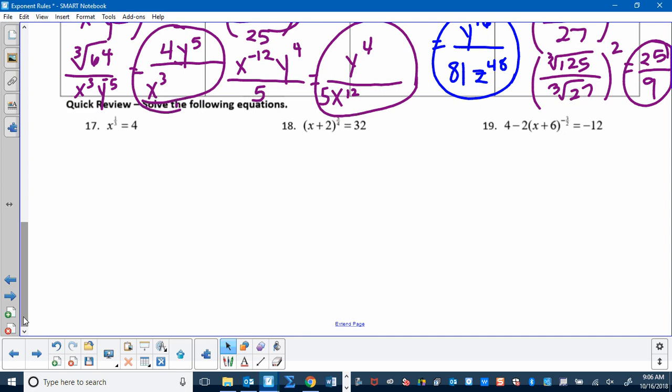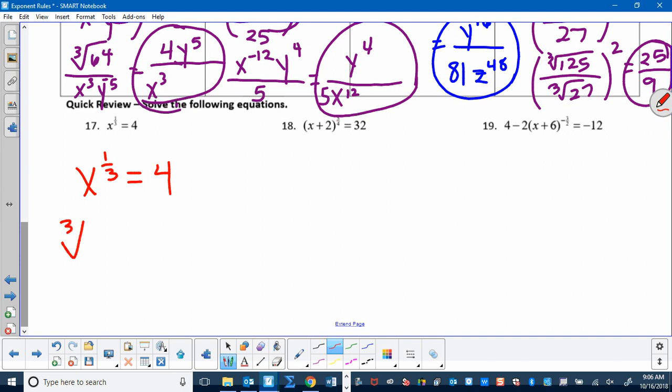So what's different about number 17? There's an equal sign. So I'm going to rewrite that because I can't even see it. Is that the 1/3 power? Guys, what's the 1/3 power really mean? This is a cube root, right? How do you cancel a cube root? You cube both sides. This should look super familiar from Algebra 2. Are you ready? That cancels. X equals, what's 4 to the 3rd? 64.